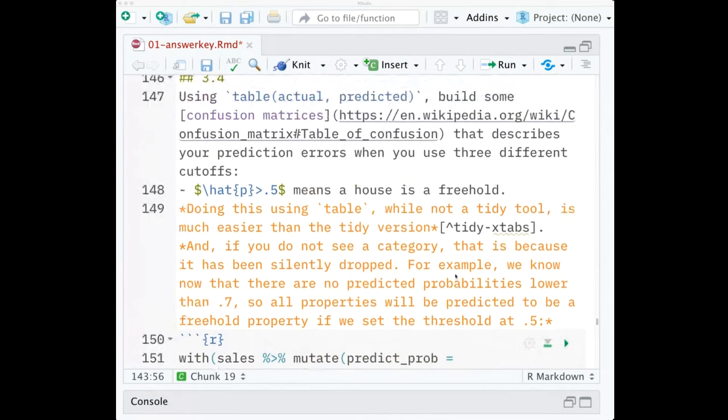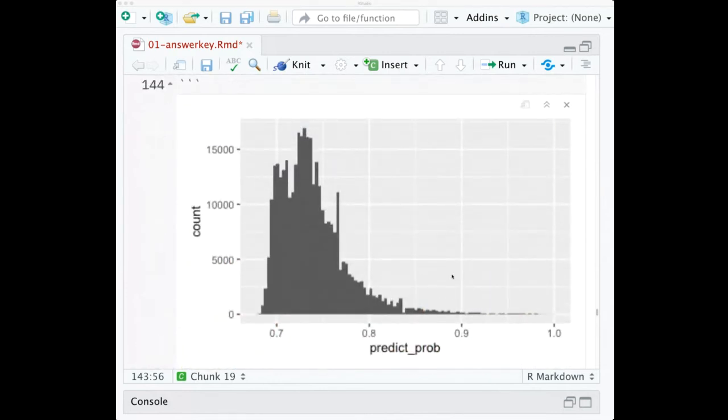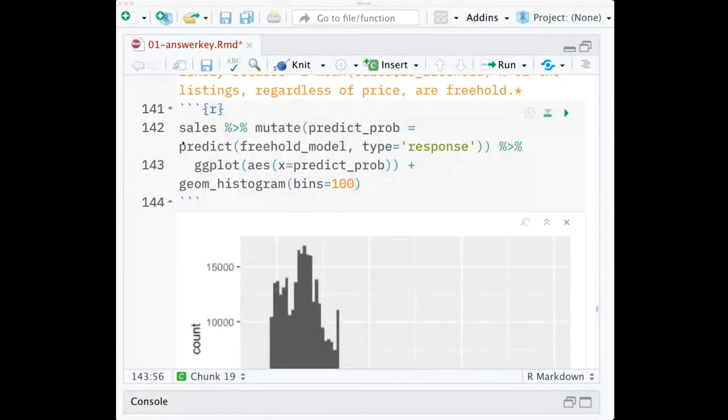What was the description of my histogram? So this is the predicted probability for every observation you have. You get that using the predict function. And then I am making a ggplot of that using geom histogram. So that's all I was looking for.